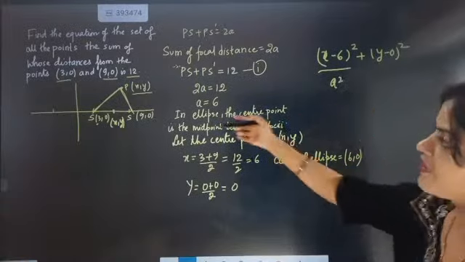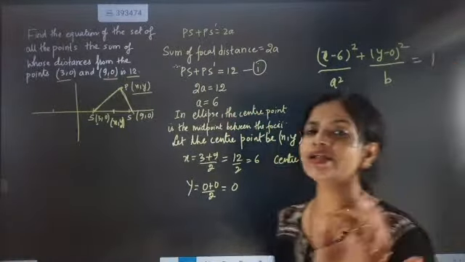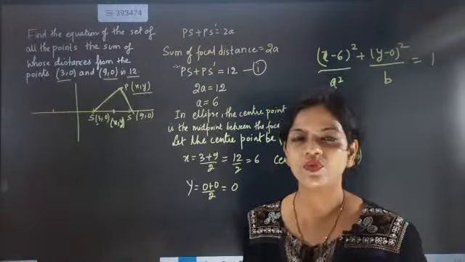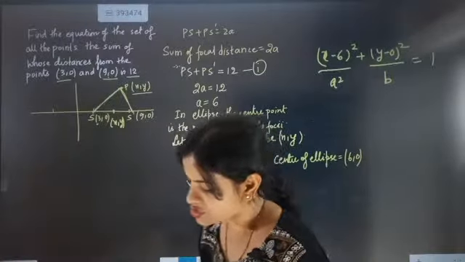So now we got the a value also. Now the problem here is, we have to only get the b value. I hope you have understood this point.